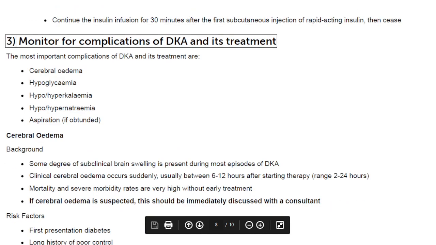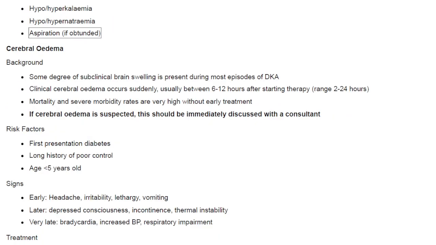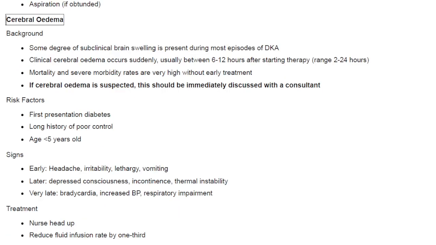3. Monitor for complications of DKA and its treatment. The most important complications of DKA and its treatment are cerebral edema, hypoglycemia, hypo/hyperkalemia, hypo/hypernatremia, and aspiration if obtunded. Cerebral edema.